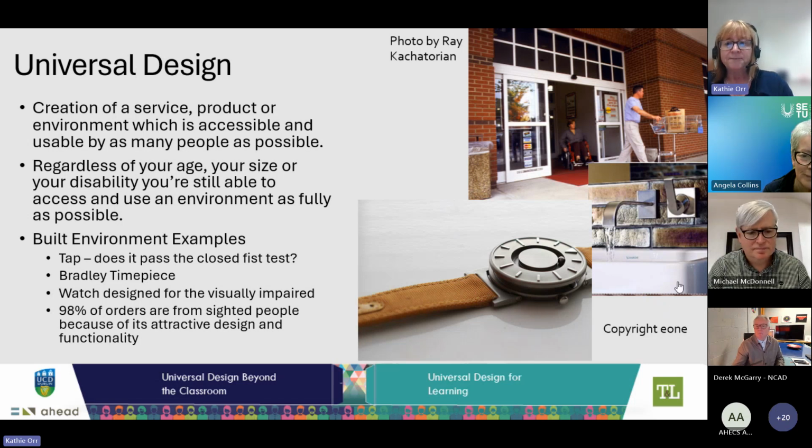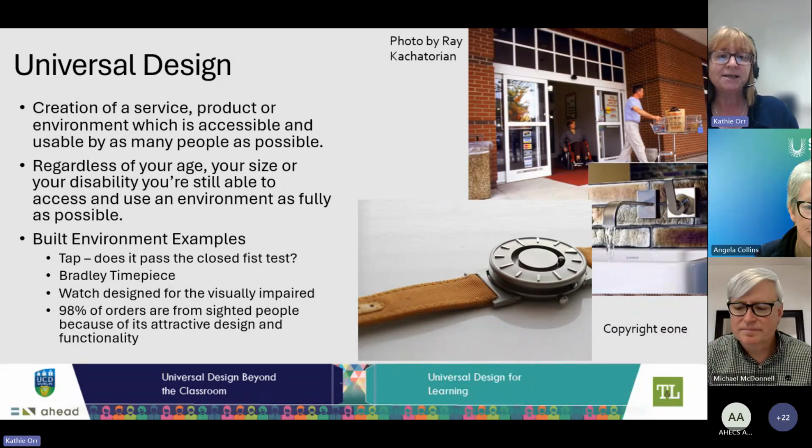There's a tap there. A universally designed tap would pass the closed fist test, so if somebody had arthritis or a mobility issue, they would still be able to use the tap. The one at the top is a really familiar example of universal design: the automatic doors, which can be used by somebody pushing a pram or somebody with a mobility issue. They're designed to be as accessible for as broad a range of people as possible. And the watch there is called the Bradley timepiece. It was a watch designed for the visually impaired, but you'll see it's quite a nice design and aesthetically pleasing. So it's come to the point where 90% of the orders are now from sighted people, because it's so attractive and it's functional.